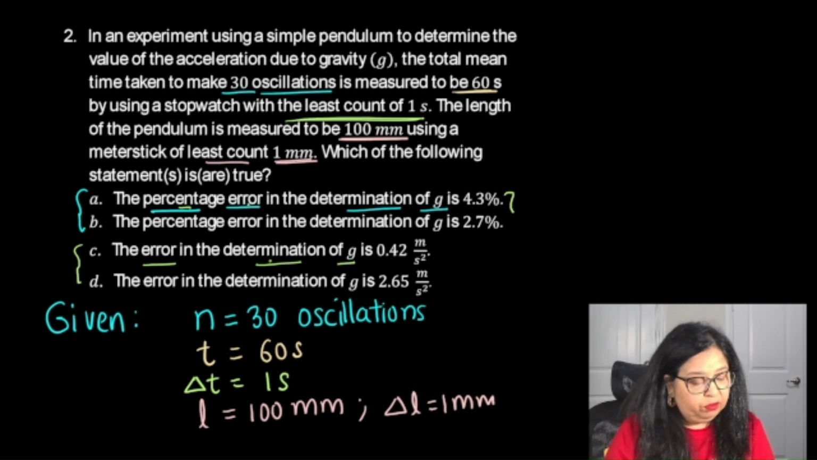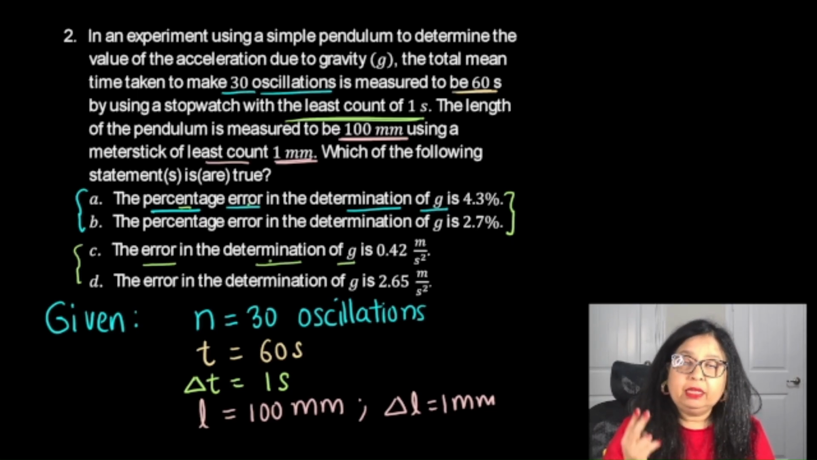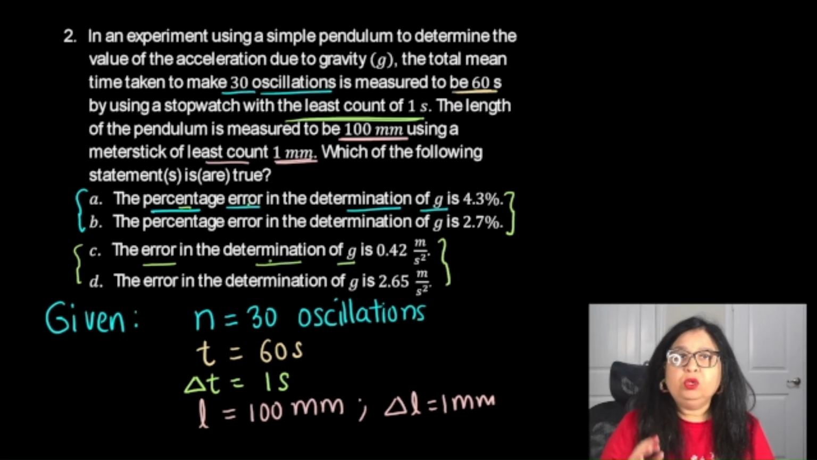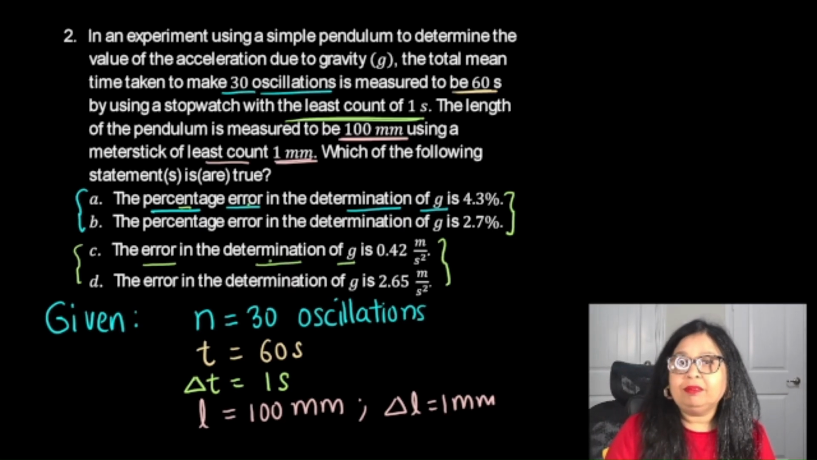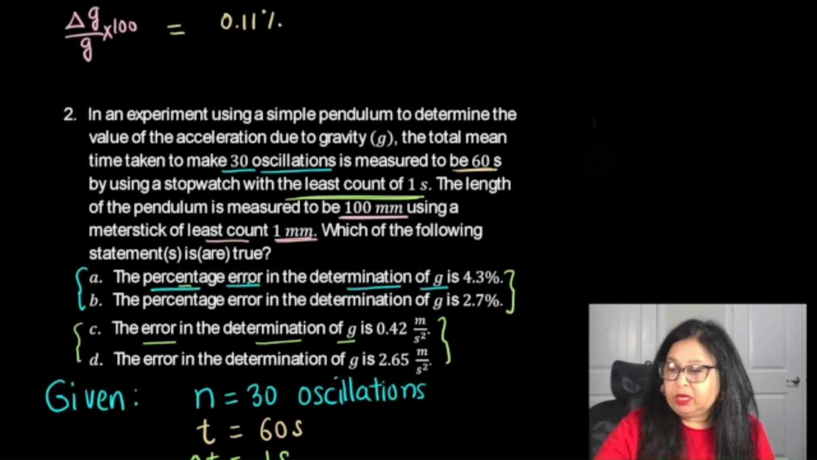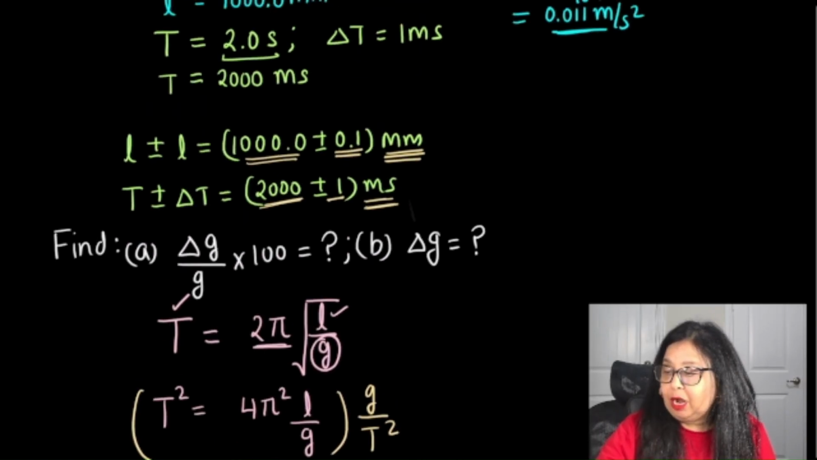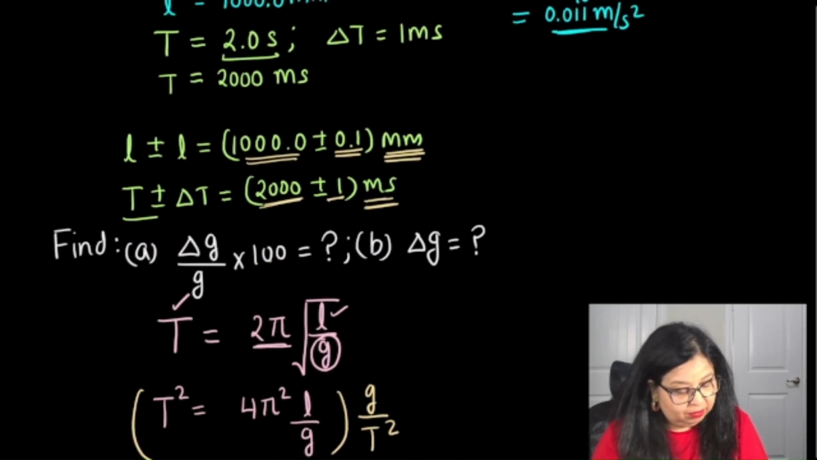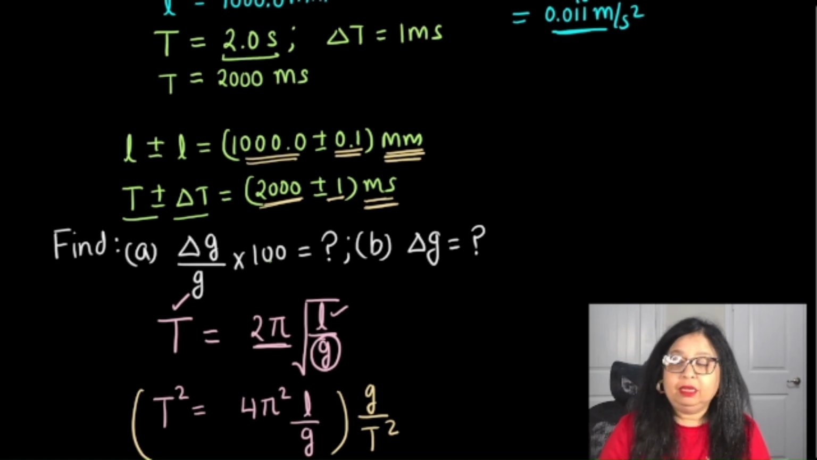So the first kind of thing we have to solve for is the percentage error in the determination of G. And the second thing we have to solve for is the error in the G. So these two things that we're asked to solve for, these are exactly the same things that we solved for in the previous problem. However, in the previous problem, we were given what? Delta T uppercase and T.